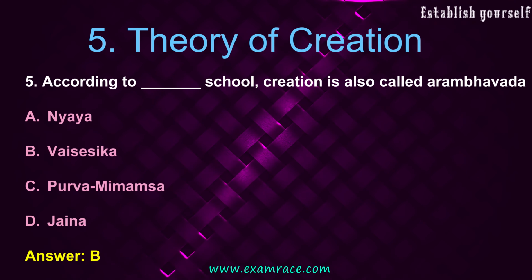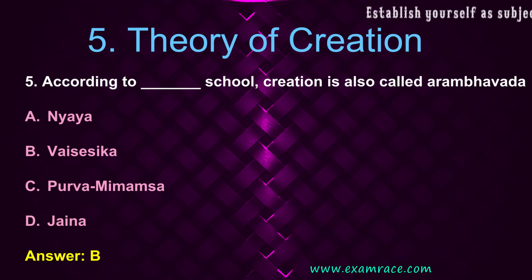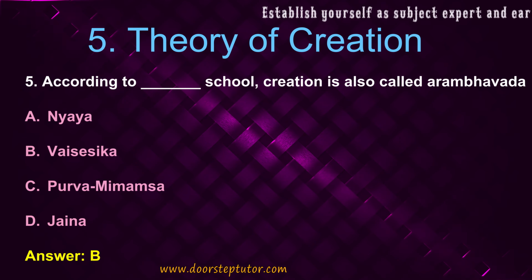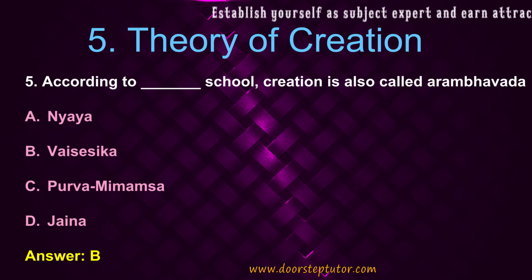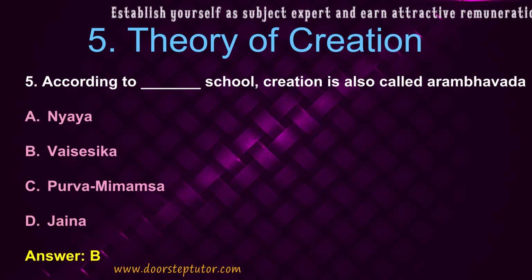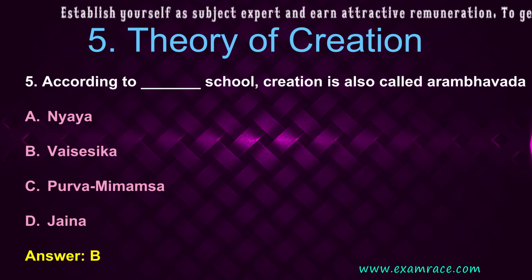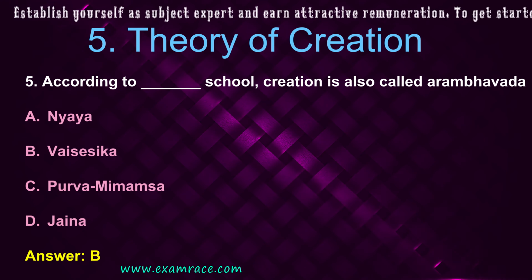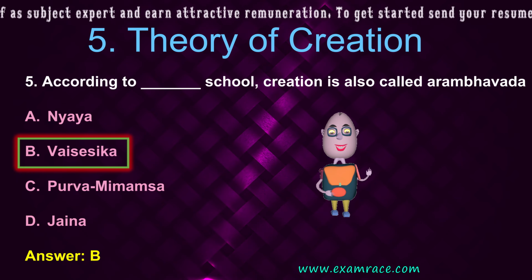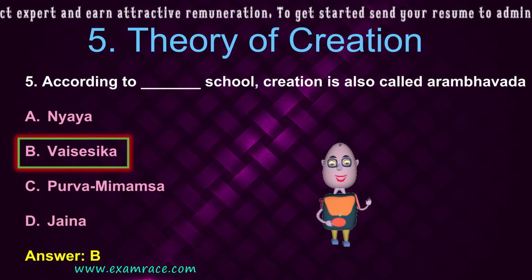Question 5 expected is based on the theory of creation. For example, according to Dash school, creation is also called as Arambhavada. A. Nyaya, B. Vaisheshika, C. Purva Mimamsa, D. Jainism. The correct answer is B, that is Vaisheshika.